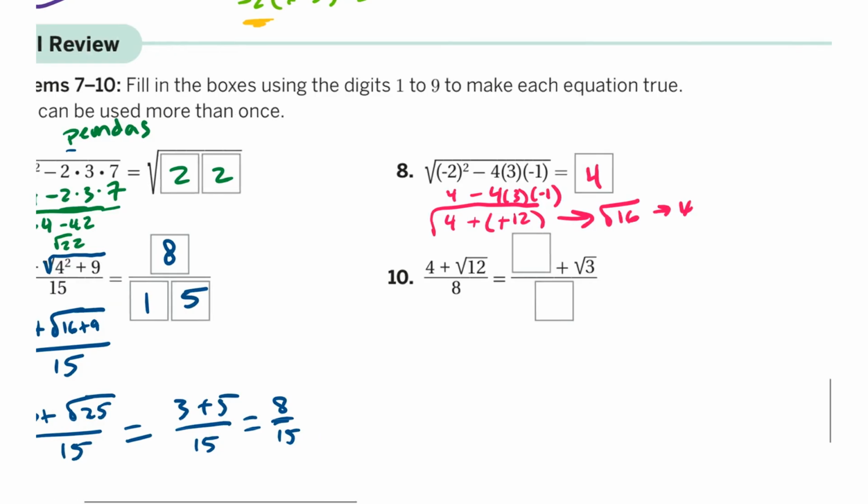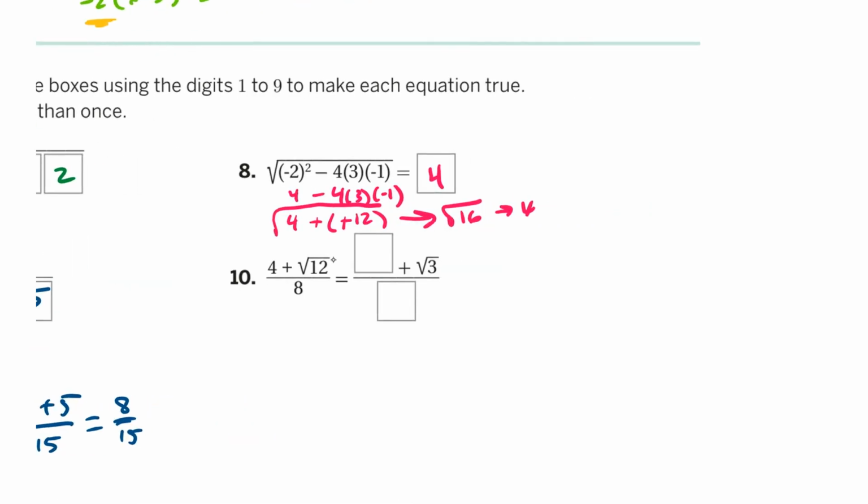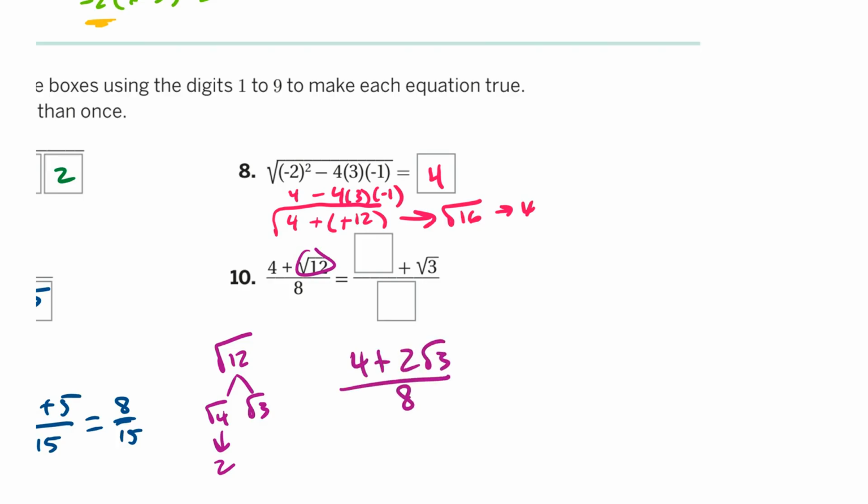And last one here, the square root of 12. Okay, so this is a little bit tricky. The square root of 12 can be simplified, right? So if I do that down here, this breaks down into the square root of 4 times the square root of 3. And the square root of 4 is just 2. So what I end up getting is 4 plus 2 root 3 over 8. And now here's where it gets kind of tricky: if you look at what our final solution is here, that 2 goes away.